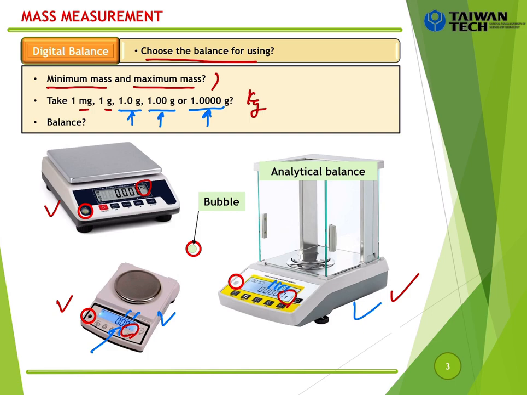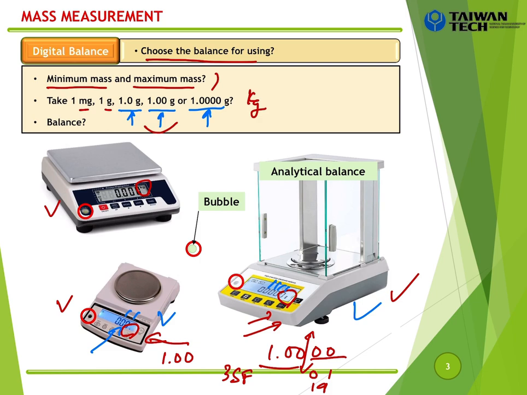So if I ask you to weigh 1.00 gram, you can use this balance or this balance, no problem. Because for this one you can get 1.00, and for this one you can get 1.00 and the last number maybe 00 or maybe 01, or even something like 1.0019. It's okay, no problem, because our significant figures only go until here, so only three significant figures.